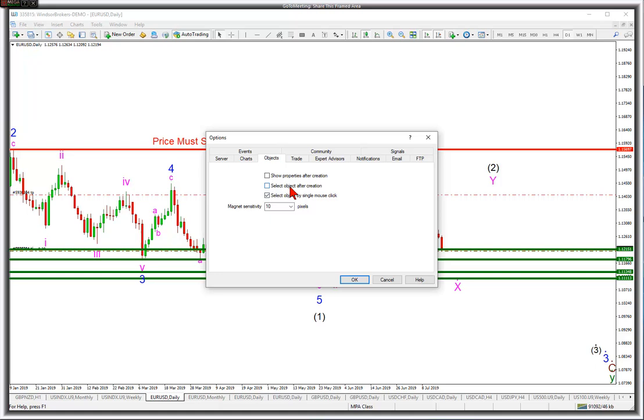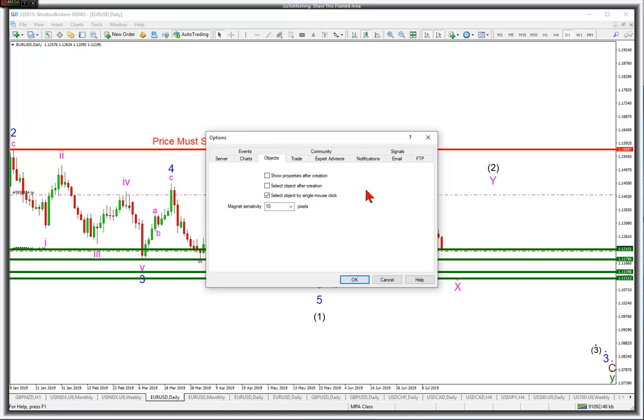When that is checked, as you see mine is, that means whenever I want to move anything on my chart, like a support line, resistance line, a symbol, a trend line, I simply single click versus double click, and that's how you decide here. Now again, it doesn't matter what you select, it's just your personal preference. Mine is to have a single click, so I do check that.